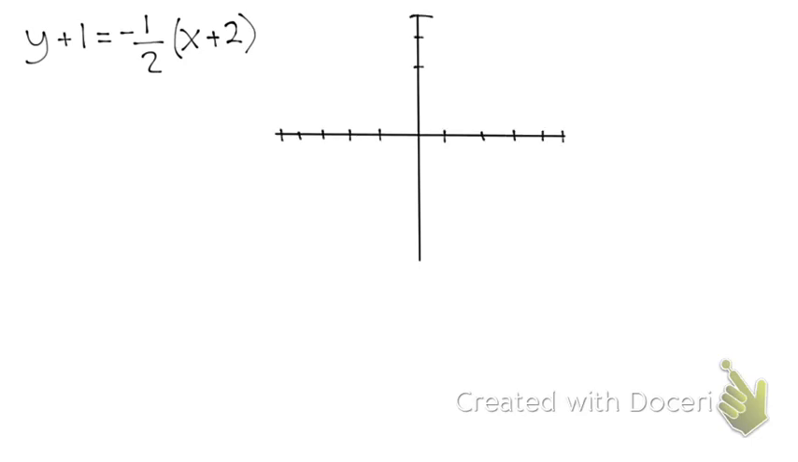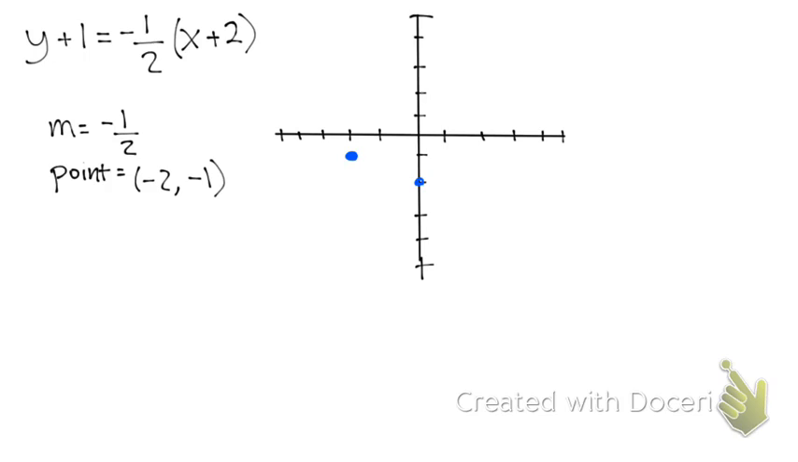Alright, next one. Y plus 1 equals negative 1/2, parentheses x plus 2. So we're going to do two things again. We're going to find our slope. We're going to find our m. And then we're going to find our point. So slope is going to be the number that's directly in front of the parentheses, which in this case is negative 1/2. Our point is next to x and y. When we bring it down, we have to change the sign. So negative 2, comma, negative 1.